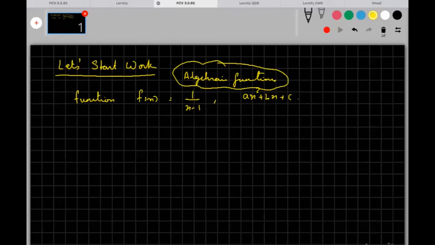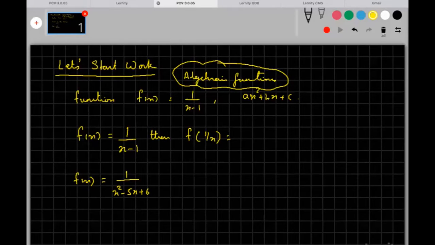Now before we start, and as we wait for others to join, here are some small questions for you. Suppose f of x is equal to 1 by x minus 1, then can you find out f of 1 by x? Then f of x is equal to 1 by x squared minus 5x plus 6. Find the domain. So can we do these two questions?